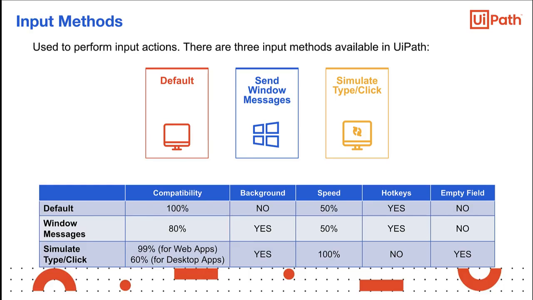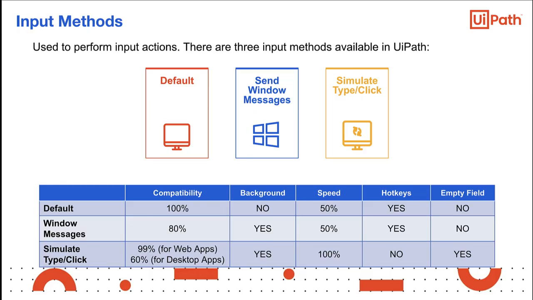Simulate type click is also similar to default and send window messages. The points which differentiate it from the other two are speed and input source. This action is much faster than the default and send window messages, and it does not capture input given by a keyboard.